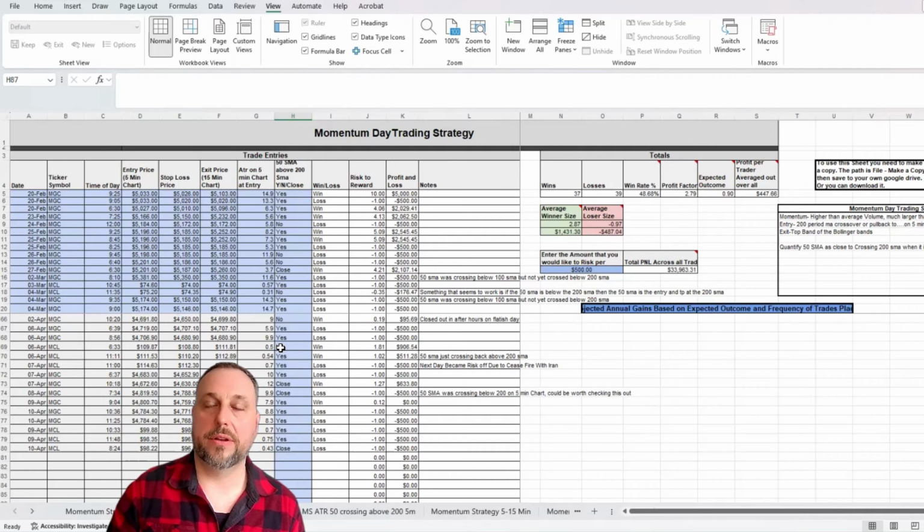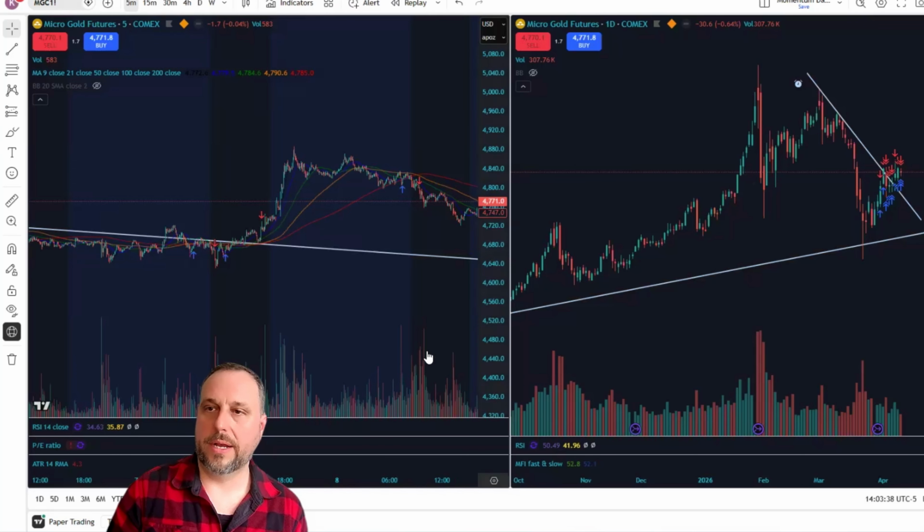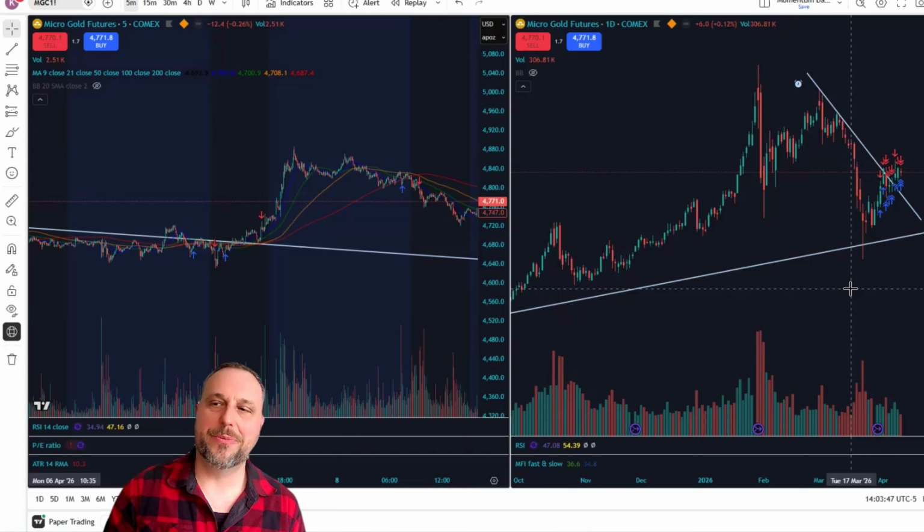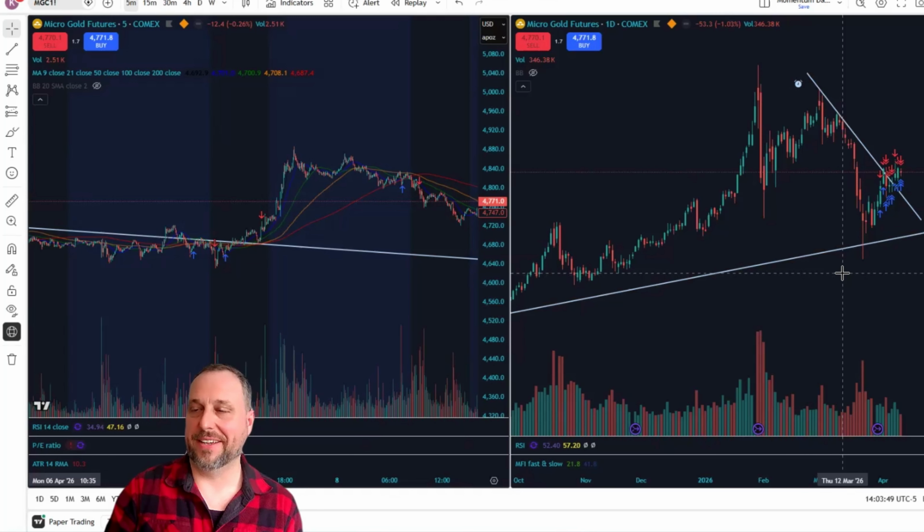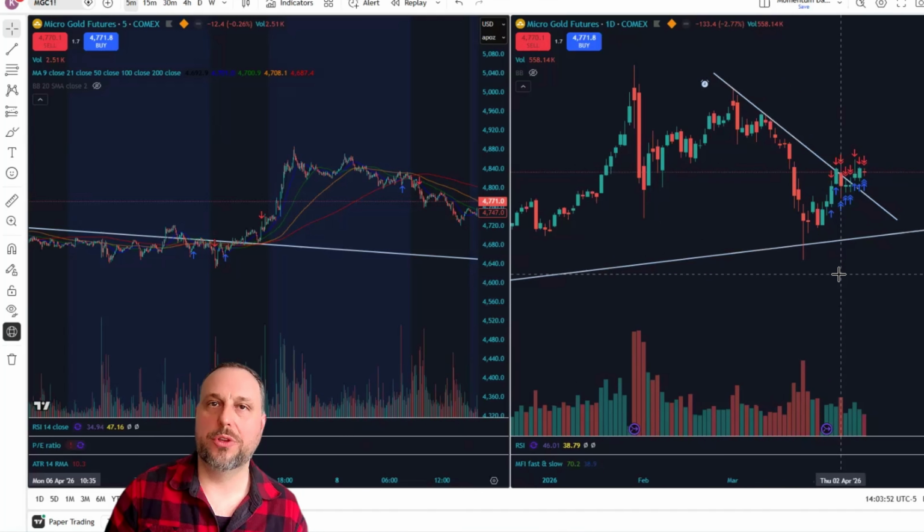Maybe it would work better on a 15-minute chart or a 30-minute chart. And certainly that's something that could be tested. As of right now, though, what I'm seeing more. So I traded this mechanically because I wanted to show you what it would look like.